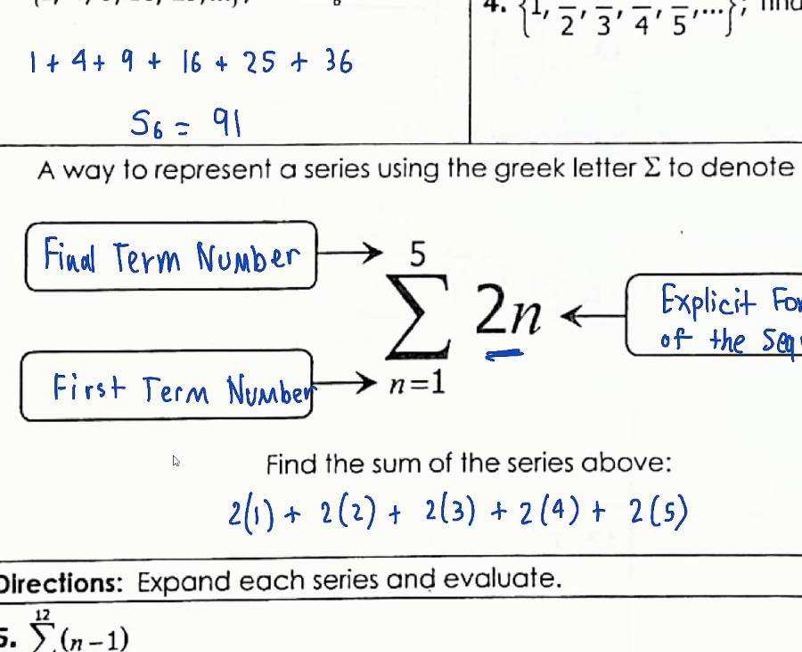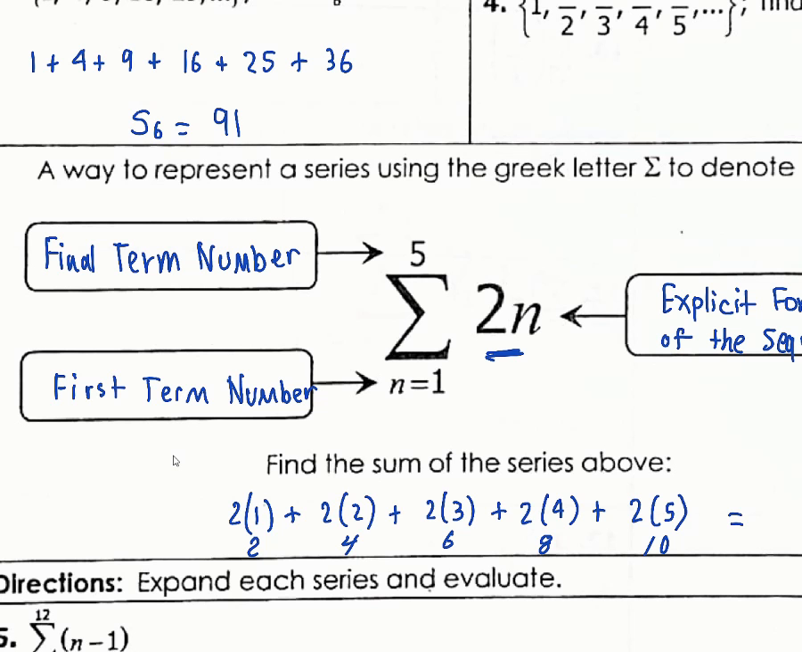But we don't want to just find the first term, second term, third term, fourth term, fifth term. We want to do what with them all? Find the series. We want to add them all up. So we're going to take 2 times 1, and 2 times 2, 2 times 3, 2 times 4, and then 2 times 5, and we're going to add them all up. Then we'll have the sum of 2n from the first term to the fifth term.